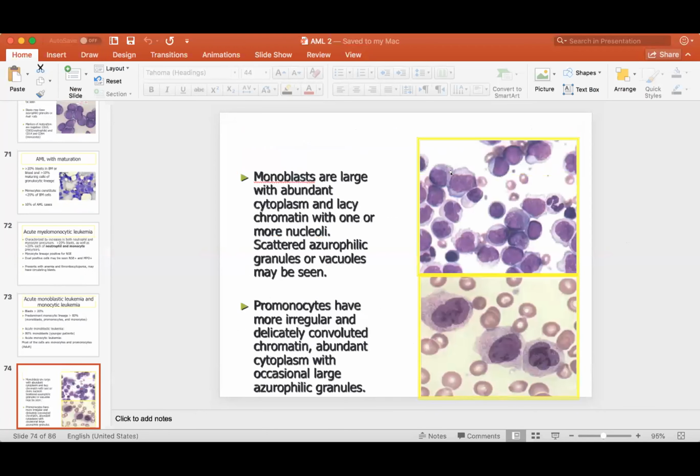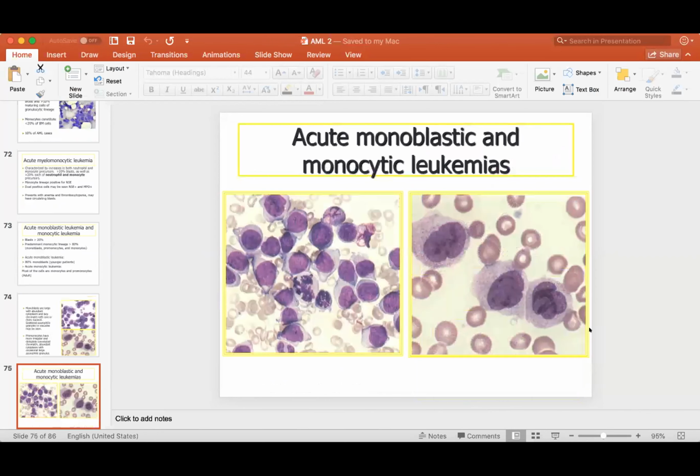So these are monoblasts. Monoblasts are usually larger. They have more abundant cytoplasm. They have fewer granules in the cytoplasm. They might have prominent nucleoli. And the promonocytes, again, they're hard to see, but they look like monocytes, but they have nuclei that are folded and curved, and they usually have multiple prominent nucleoli. And again, these are blast equivalents, so they are counted within the blast count. So these are monoblasts, and these are promonocytes.